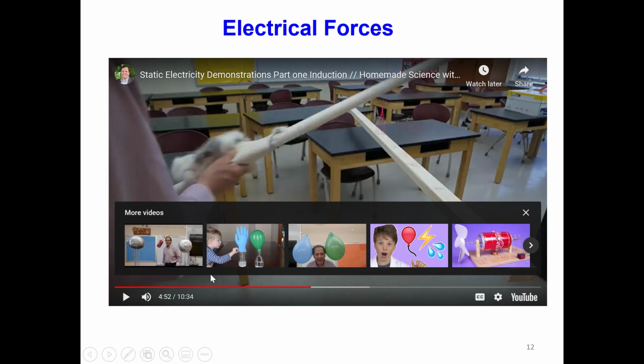Then in this video, we can see how if we can transfer more charge to the plastic tube, then we can get a larger force. In this case, he was able to move the plank. Also, you can see how the plastic tube must be close to the plank in order to get a larger force, a larger effect, because less distance, more force.